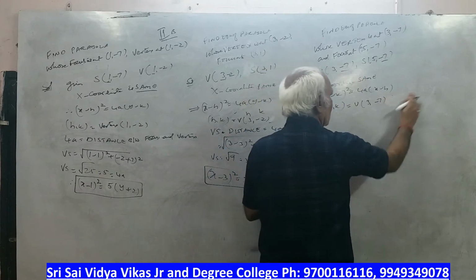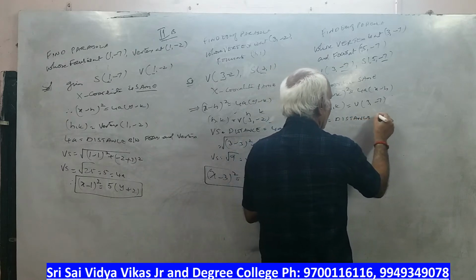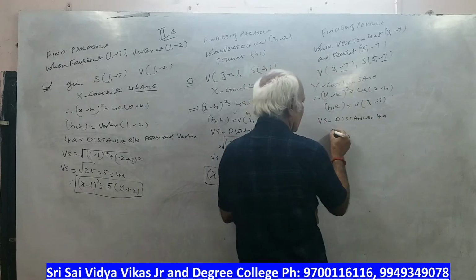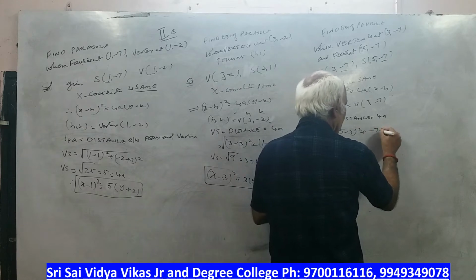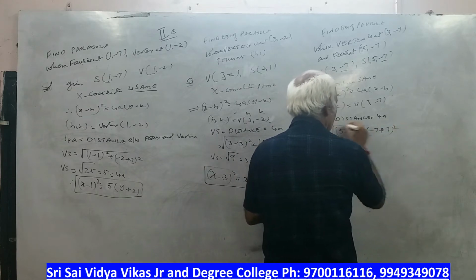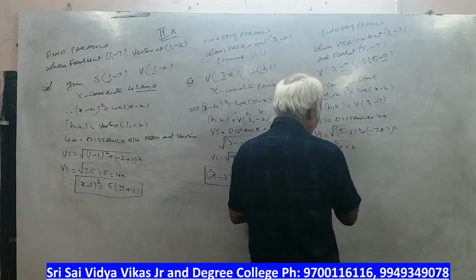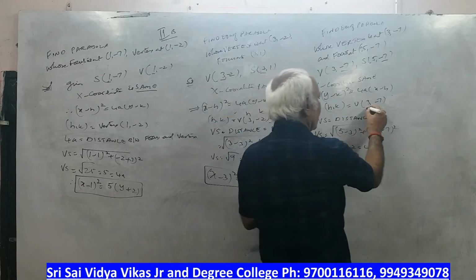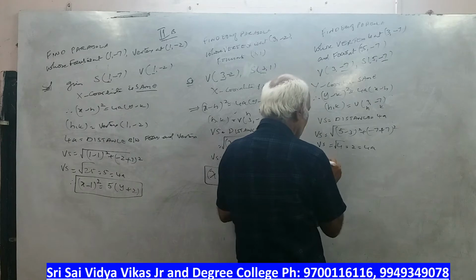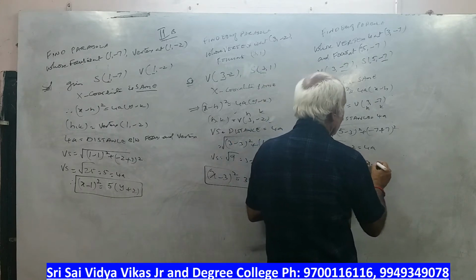Then the distance VS is 4a. What is the distance? (3 - 5) or (5 - 3) whole square plus (-7 - (-7)) whole square, under root, which is 4 under root 2, which is 4a. Therefore (y - k), this is h, this is k, k is -7, so (y + 7) whole square is equal to 4a, which is 2 into (x - 3).